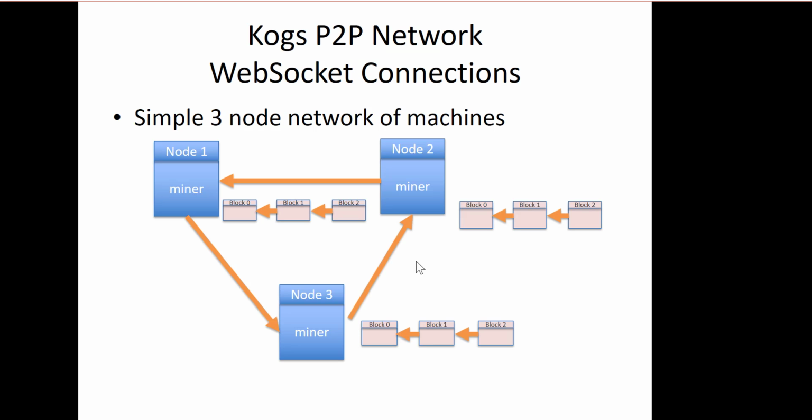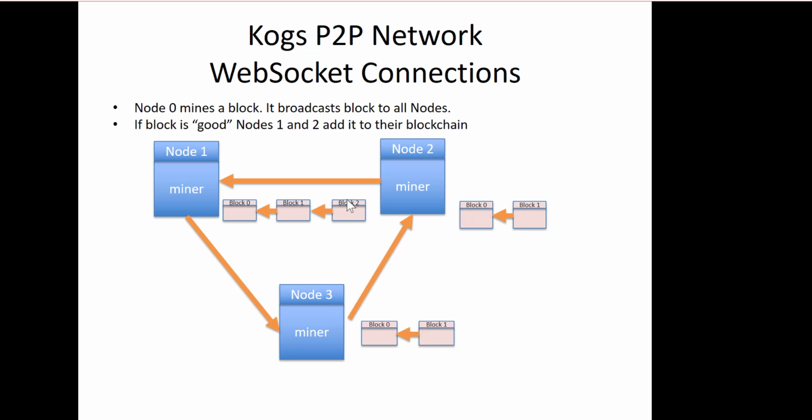What I want to show you today is that we're going to be throwing up three nodes that will be miners and will mine blocks in the blockchain. For example, the typical situation would be that node 1 has just mined block 2. The other two nodes are mining away but haven't mined a block yet. Now node 1 broadcasts out to the other nodes that it has a new block to add. Those nodes check that it's a legitimate block, and if so, they add it to their blockchain.